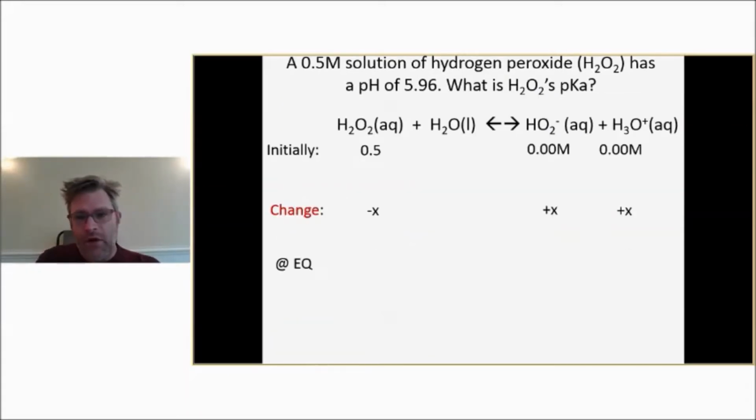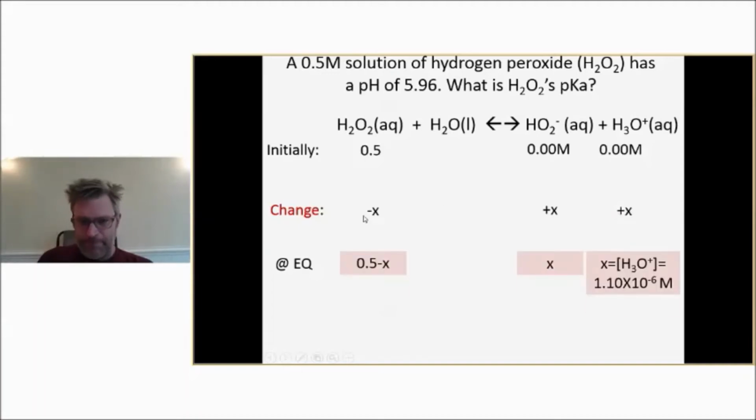So we know we're going to initially have 0.5 molar H2O2 and none of the conjugate base or the H3O plus. When we go towards equilibrium, we are going to change those concentrations, and at equilibrium, we know that we have a pH of 5.96, so our concentration of H3O plus and x is equal to 1.1 times 10 to the minus 6.